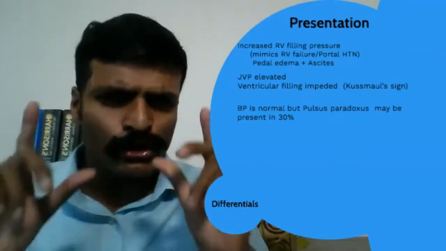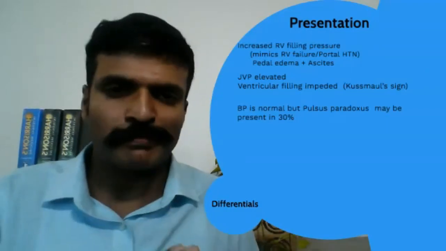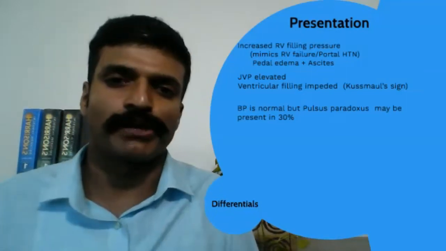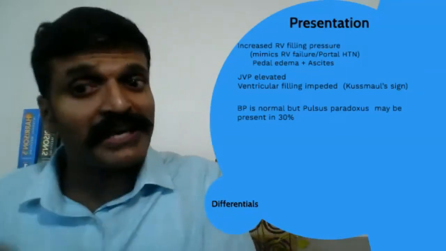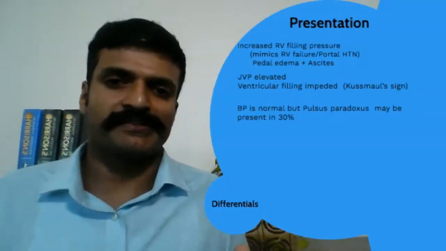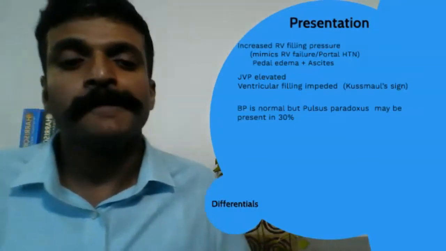So just remember this: Kussmaul's constriction. Kussmaul constricts. Kussmaul sign is very classical of constrictive pericarditis, rarely seen in tamponade. Pulsus paradoxus is very classical of tamponade, but can also be seen in constrictive pericarditis. Okay, so remember Kussmaul constricts. Very, very important. Don't miss that out.